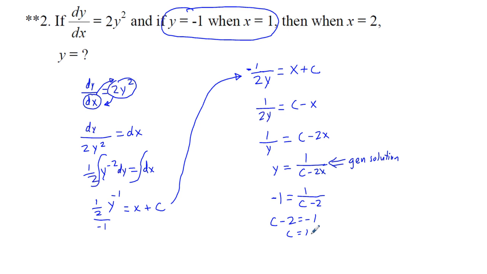And so we take this 1 right here, replace that c, it'll be a particular solution. So I'm just going to work to the right here, we're going to have y equals 1 over 1 minus 2x. So this is called our particular solution.